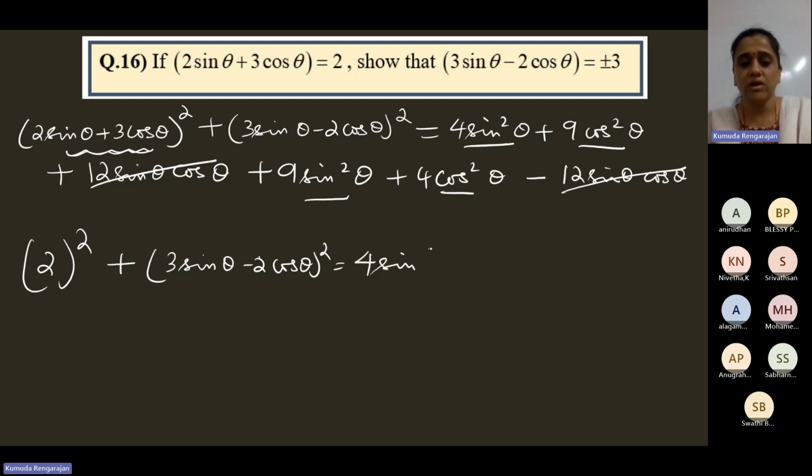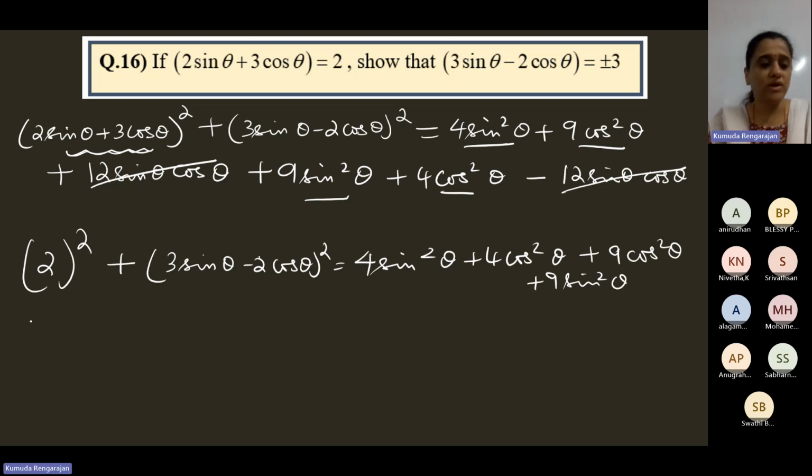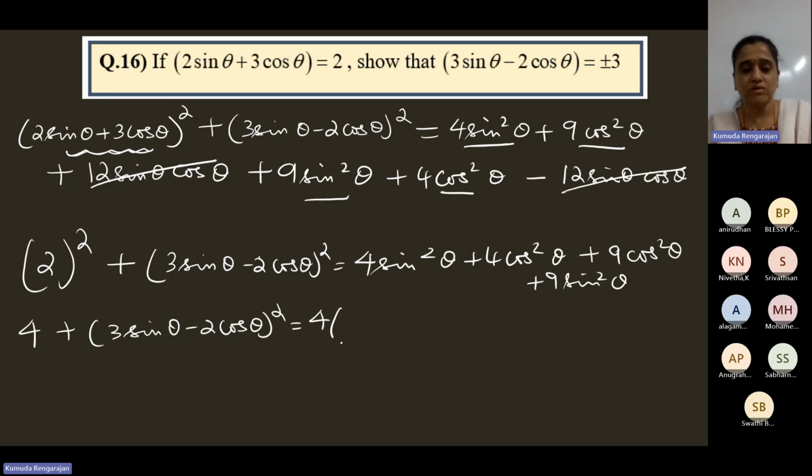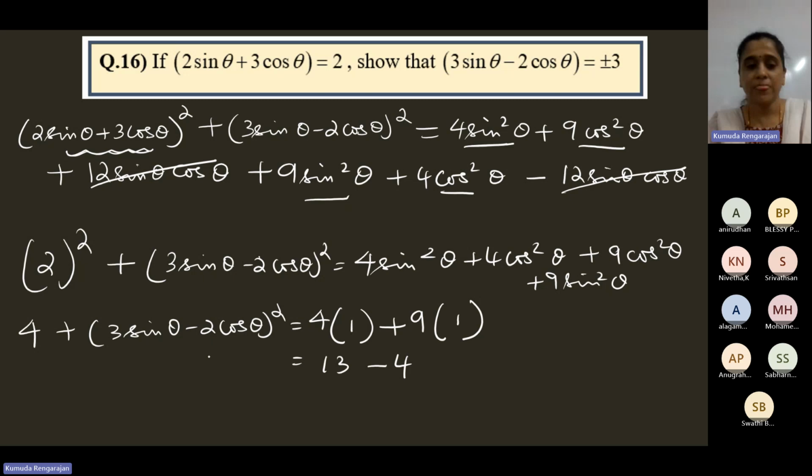So 4 sine square theta plus 4 cos square theta, and then 9 cos square theta plus 9 sine square theta, right? We're done with the right hand side. We have grouped. Now 4 plus, this one comes as it is, 3 sine theta minus 2 cos theta, the whole square is equal to. Here 4 is common. So 4 into, in the bracket, sine square theta plus cos square theta, which is 1. Plus 9 is common, in the bracket cos square theta plus sine square theta, which is 1. So this is 4 into 1, 4, plus 9 into 1, 9, 4 plus 9, 13. And this plus 4 comes to the other side as minus 4. So here you have 3 sine theta minus 2 cos theta, the whole square.